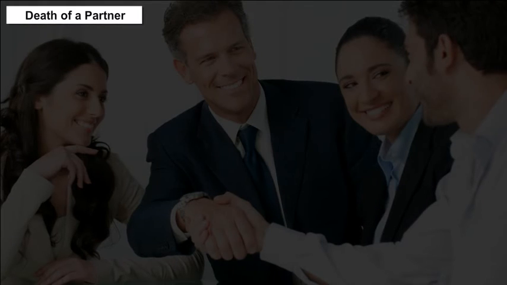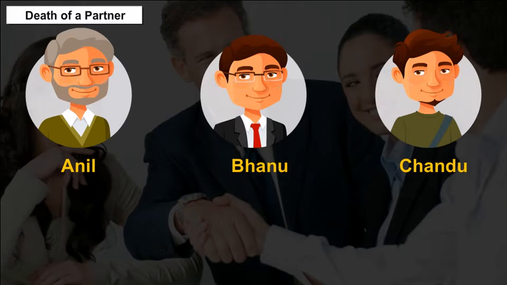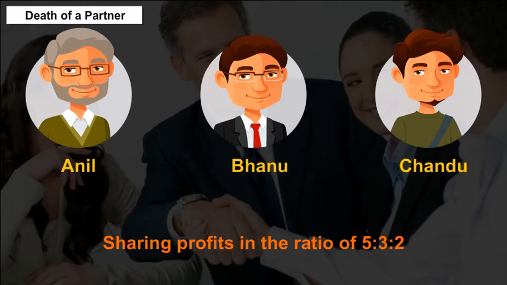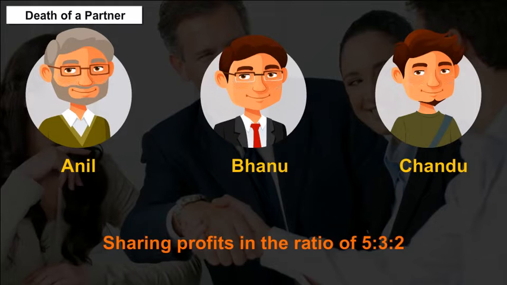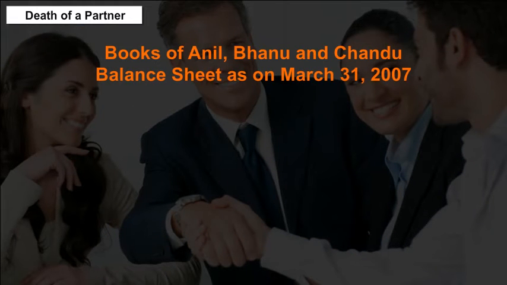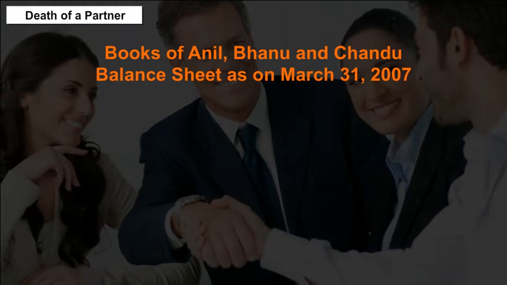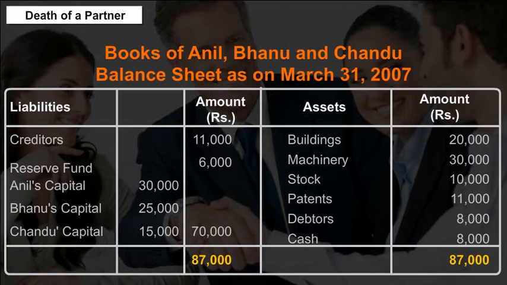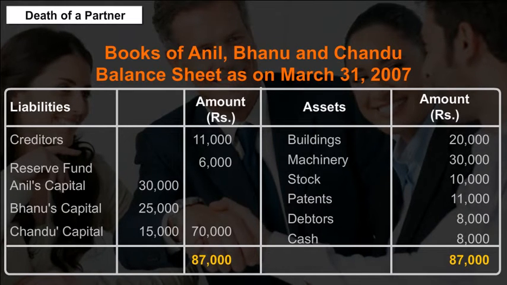Let us take an example to understand this. Anil, Bhanu and Chandu were partners in a firm, sharing profits in the ratio of 5:3:2. On March 31, 2007, their balance sheet was as under. Anil died on October 1, 2007.